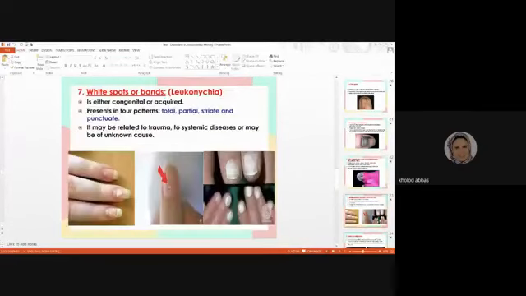Leukonychia. Leukonychia means white nail. Here we have white spots or bands. It is either congenital or acquired, and present in four patterns: either total leukonychia, where all the nail plate is white, or partial leukonychia. It could also present as striate, with transverse striations, or punctate leukonychia. It may be related to trauma or to other systemic disease, or there is an unknown cause. Malnutrition also is a common cause of leukonychia.